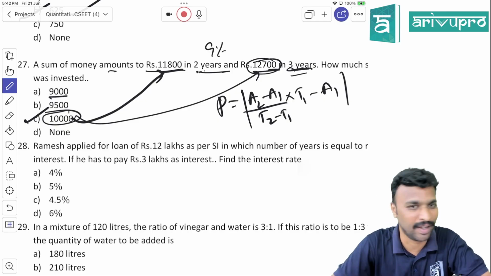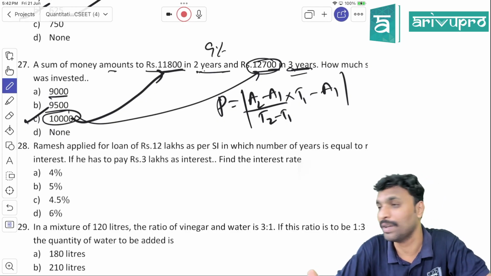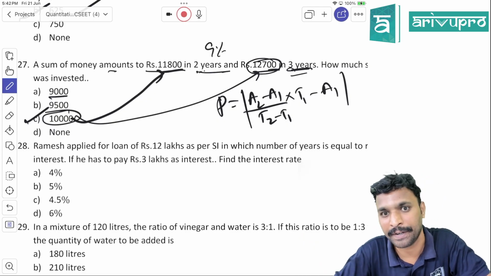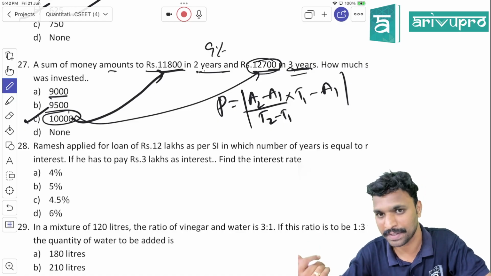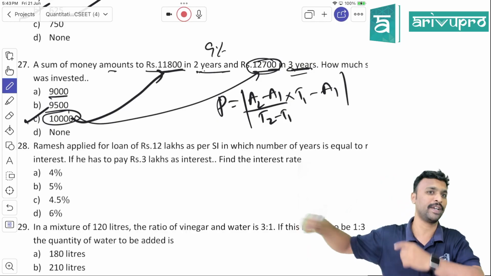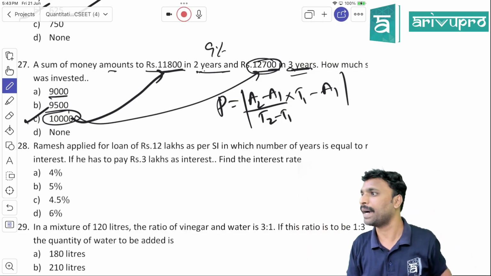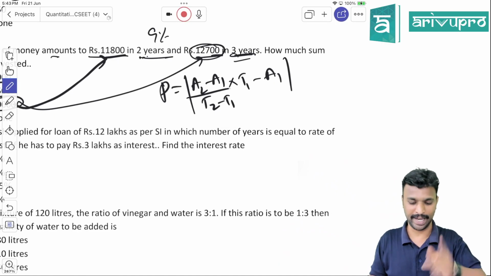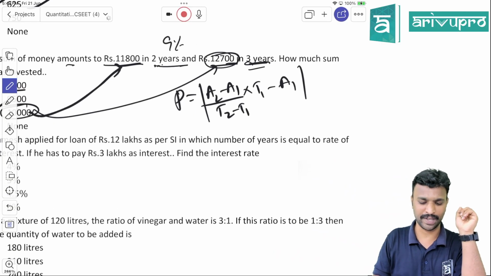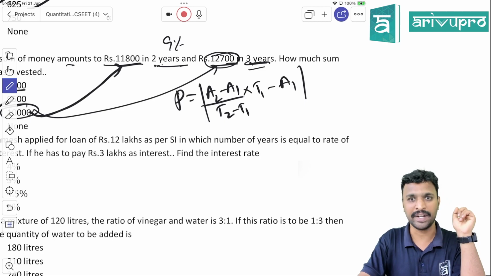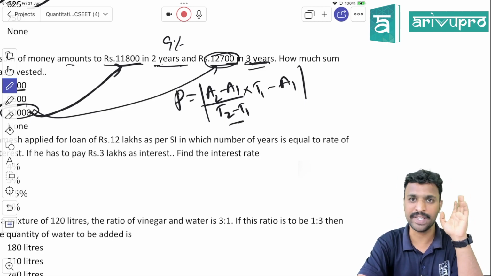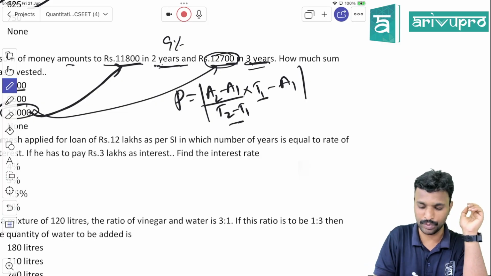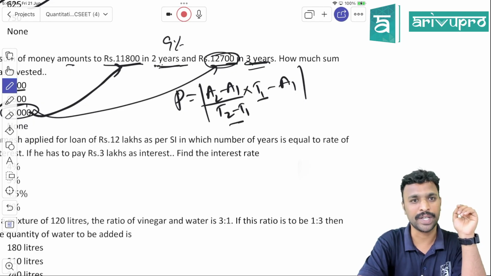This shortcut I actually give to CA Foundation students. Since you're not allowed to use pen and paper, I have not given this. If you're able to find the rate of interest, you can do it. But if you're not able to, do A2 minus A1: 12,700 minus 11,800. What is the difference? 900. Divided by T2 minus T1, which is 1. 900 by 1 is 900 only. Into T1, 2. 900 into 2 is 1,800.